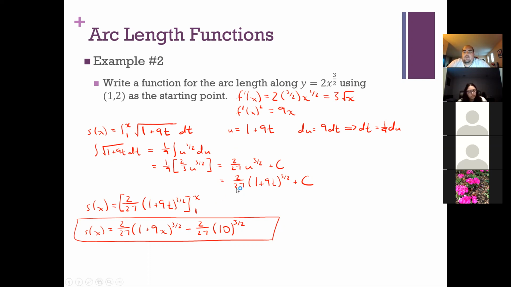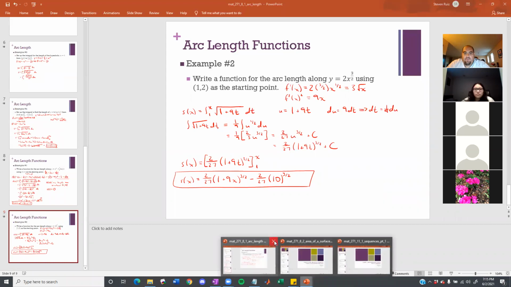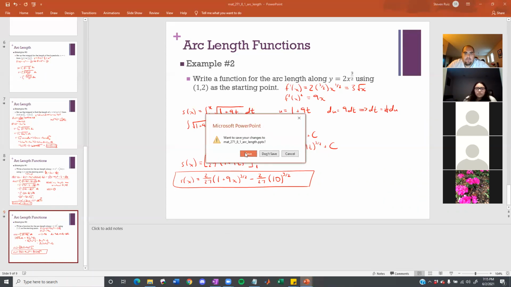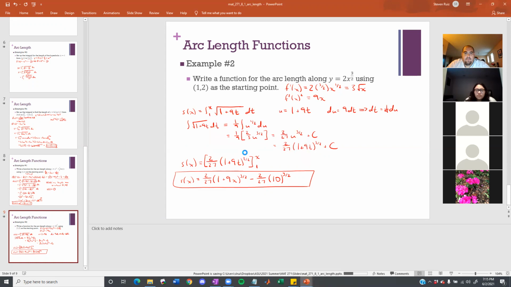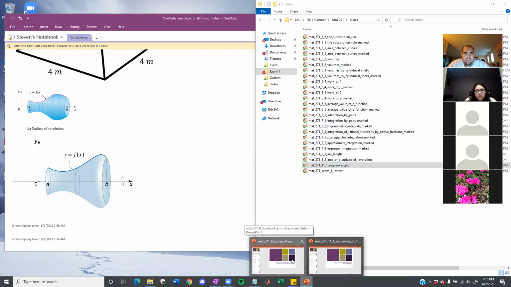All right. I'm going to go ahead and get out of this. Keep the annotations. All right. So that was section 8.1. Like I said, we're only going to be dealing with the first 2 sections from this chapter.